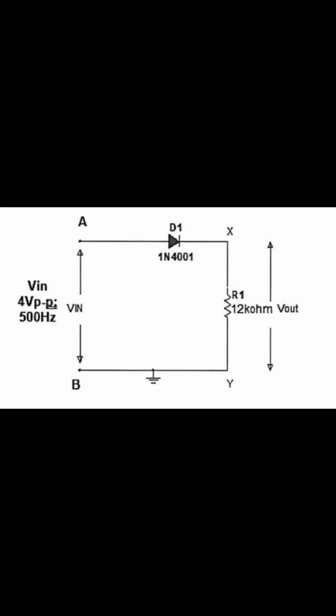Negative half cycle. The anode of D1 is negative relative to the cathode. The diode is reverse biased and does not conduct. No current flows, so Vout is 0 volt during this half cycle.